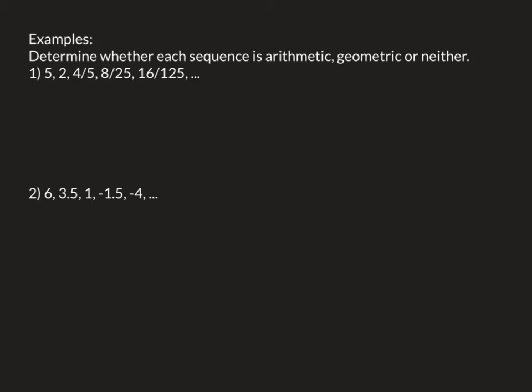My second term is 2. If I subtract 5 from that, we come up with -3. Now if I take 4/5 minus the previous term 2, we're going to come up with some negative number that's not -3. In fact, it's going to be -1 1/5. So this is not arithmetic.